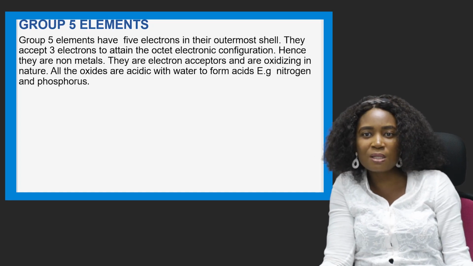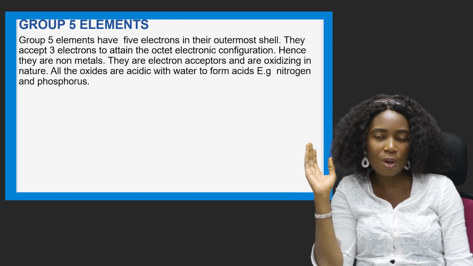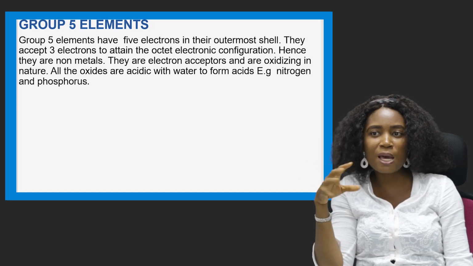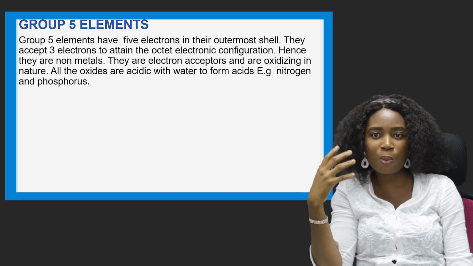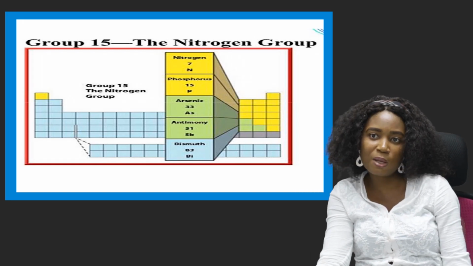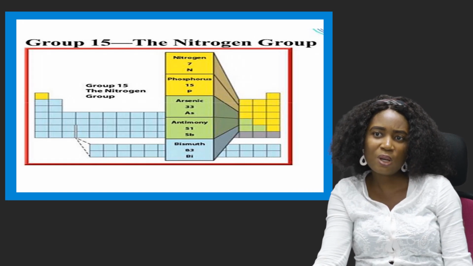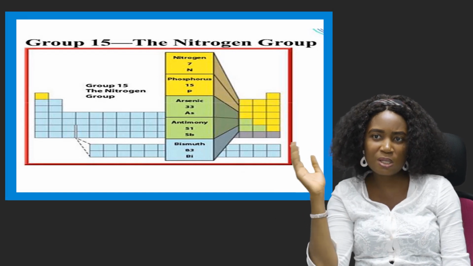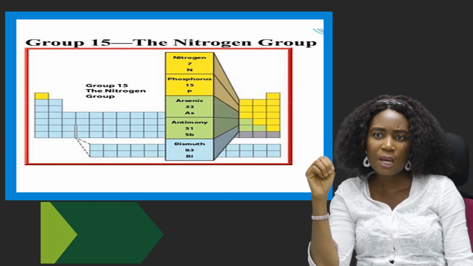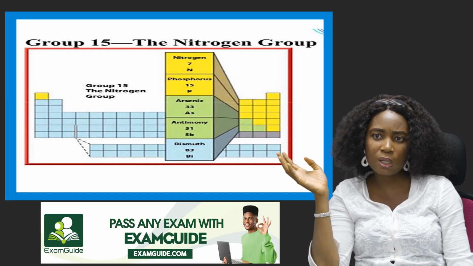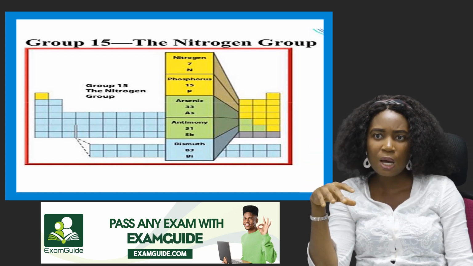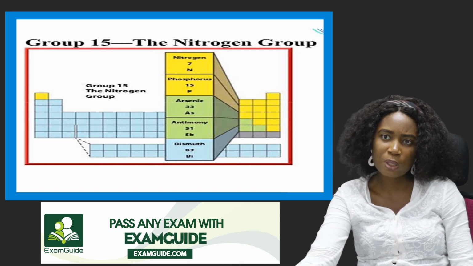These group 5 elements are non-metals. All the group 5 elements are non-metals, and because they are non-metals, they are able to show oxidizing property. Examples of elements that we have in the group 5 elements: we have nitrogen, that's element number 7. We have phosphorus, element number 15, arsenic, element number 33, antimony, element number 51. All of them are found in the group 5, and they show similar chemical properties.